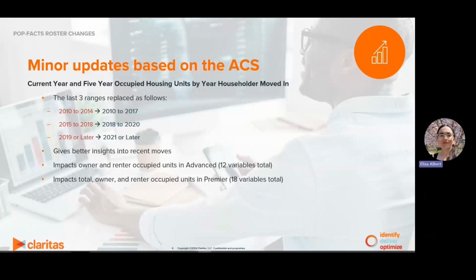So this is good because it gives you insights into more recent moves, particularly post-pandemic moves after 2021. And this impacts the owner and renter occupied units in PopFacts Advanced, so 12 variables total between the current year and 5-year. And it impacts the total owner and renter occupied units in PopFacts Premier, so 18 variables total in that data set.